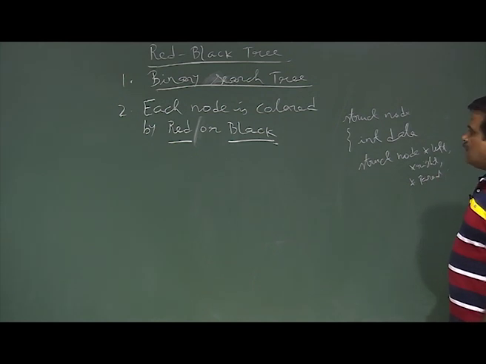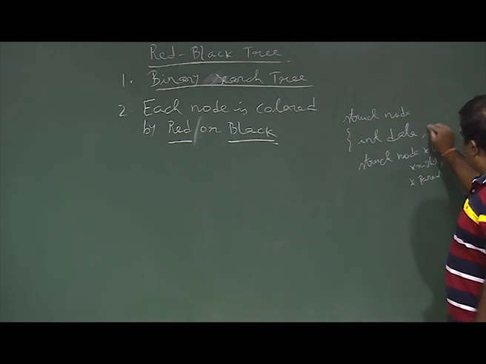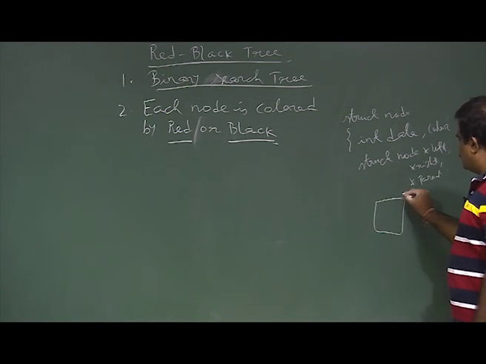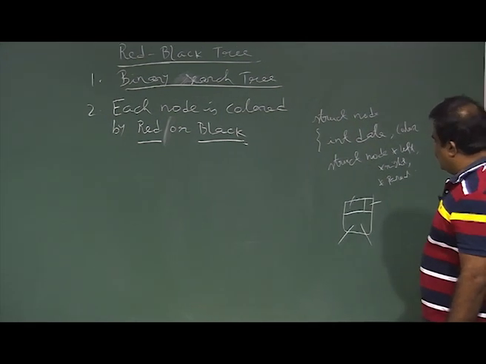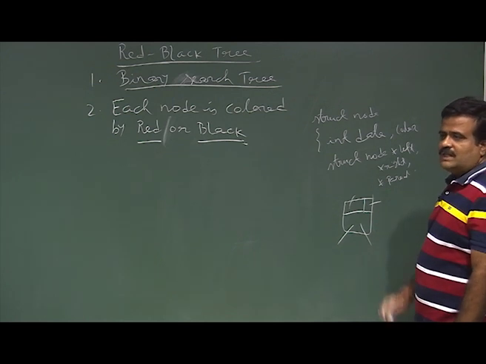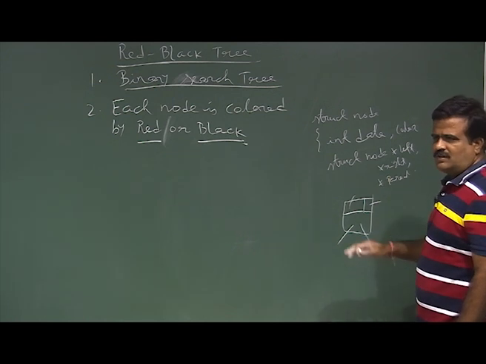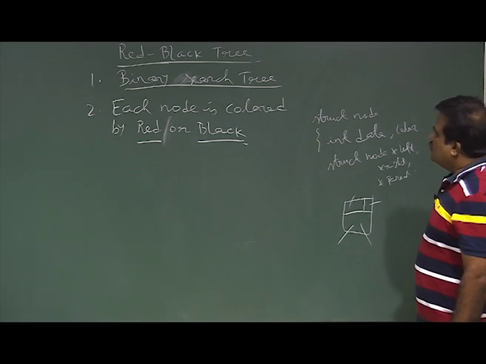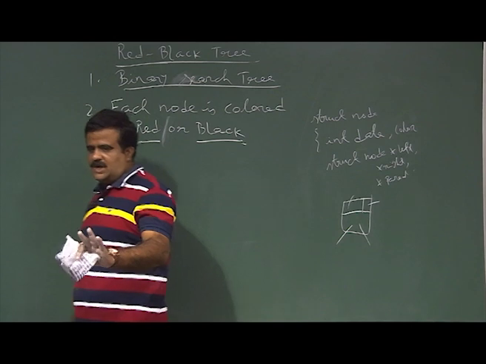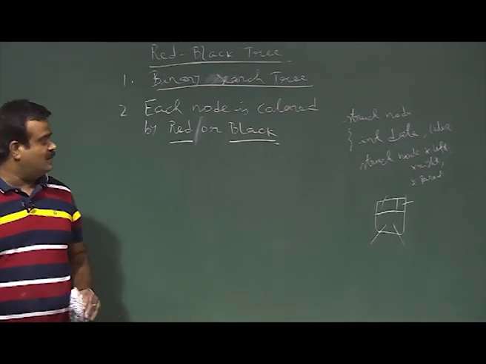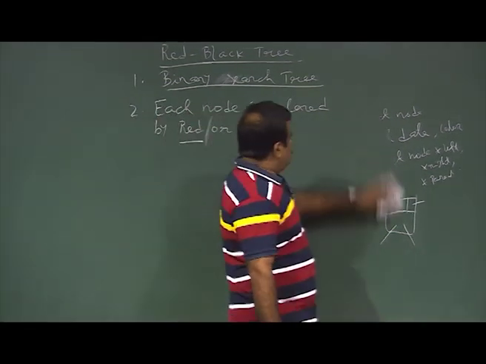Now we have a color bit also. So we use one bit, besides the data, as the color, either red or black. If it is 1 we can use red, that is a convention we can fix ourselves, but each node has to be colored either red or black. So this is one property.